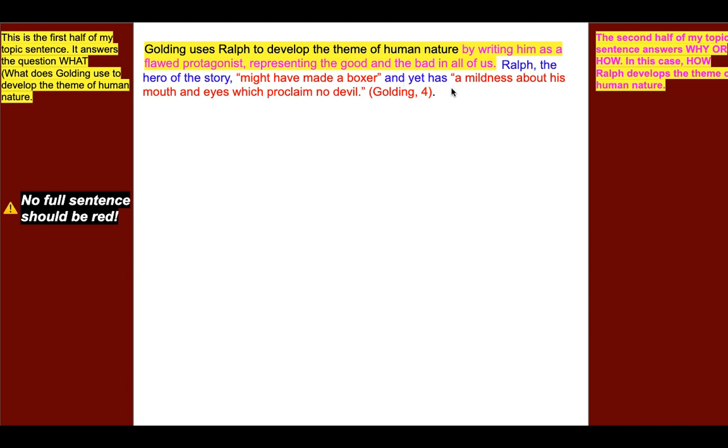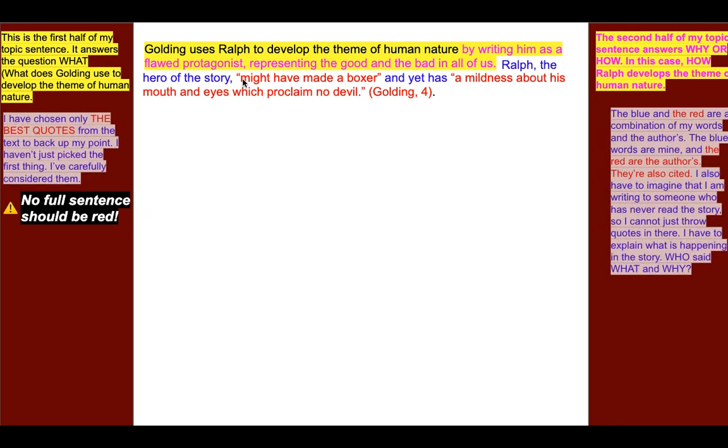in order for them to understand what's happening. If I'd just written, for instance, might have made a boxer, it wouldn't have made sense. No one would know what you're talking about. So I have to give that context using my words in blue and put the author's words in the middle of that. So that's what that looks like. I use the best quotes. I only use the things I actually want to talk about. I don't just put in 3 sentences of stuff from the book. I just pick the tiny little pieces that I want and I put that in the middle of my explanation or at the end of my explanation of the context. So now we know that this is about Ralph, and we also know that Ralph is the hero of the story. So all of this red stuff makes a lot more sense now.